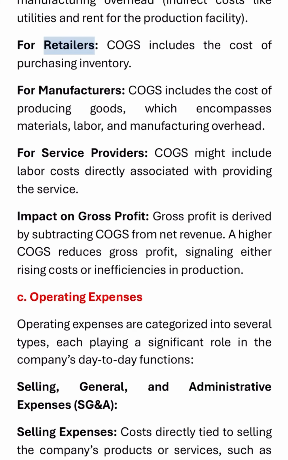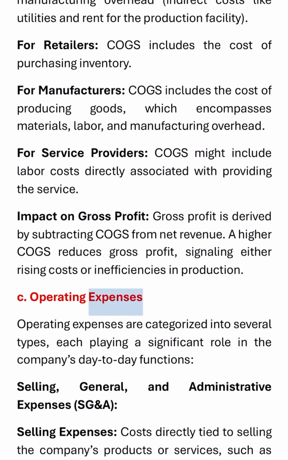For retailers, COGS includes the cost of purchasing inventory. For manufacturers, COGS includes the cost of producing goods, which encompasses materials, labor, and manufacturing overhead. For service providers, COGS might include labor costs directly associated with providing the service. Impact on gross profit. Gross profit is derived by subtracting COGS from net revenue. A higher COGS reduces gross profit, signaling either rising costs or inefficiencies in production.